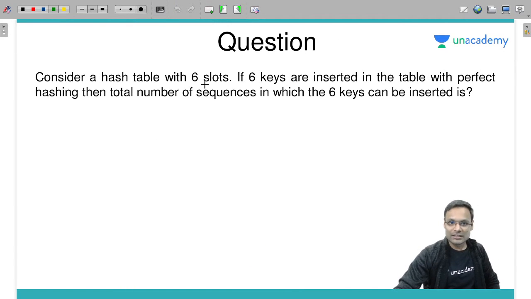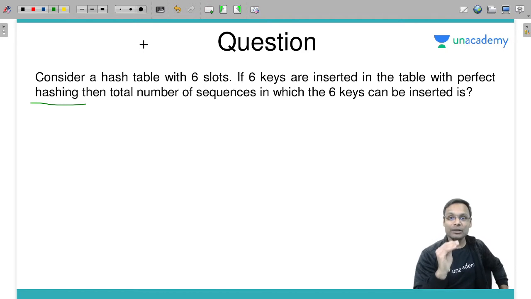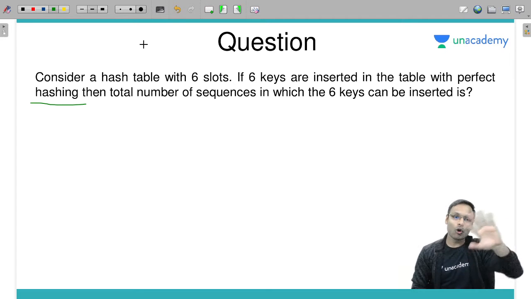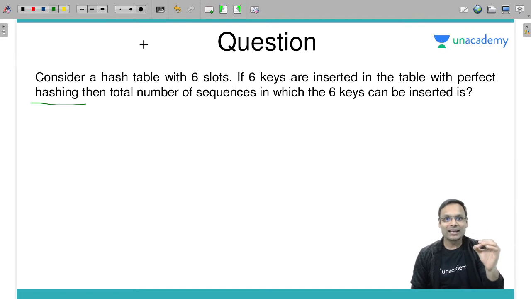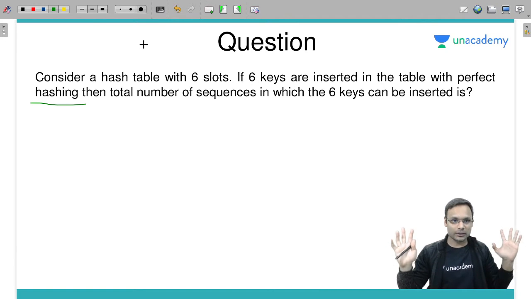Consider a hash table with 6 slots. Fine. If 6 keys are inserted in the hash table with perfect hashing. Now recall, what is perfect hashing? Perfect hashing means you are going to have zero collision. After inserting all 6 keys on 6 slots, no collision means every key generating its unique slot.